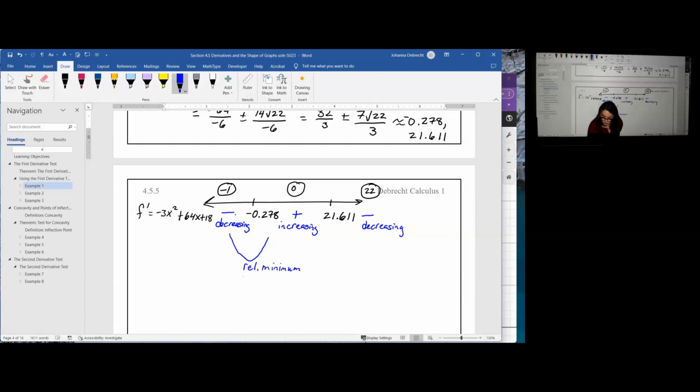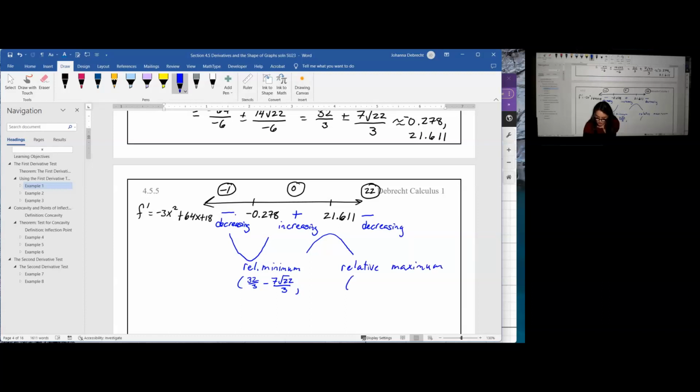I know the x-coordinate, which was 32/3 minus 7 square roots of 22 divided by 3, but I don't yet know the y-coordinate. Let's now continue our discussion. It stays increasing here, and then when it gets to the second critical point, it changes to decreasing. I must have a relative maximum at the second critical point.